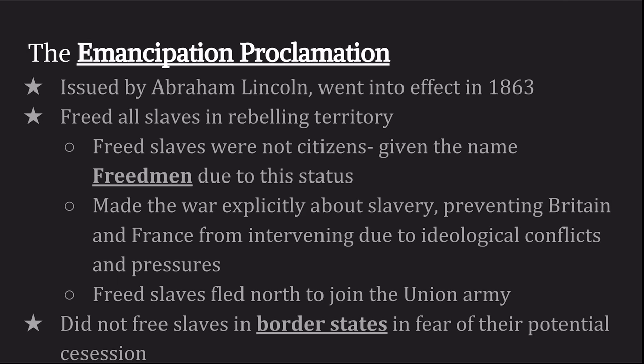The war was explicitly about slavery at this point, and this kept foreign powers out, because they were worried about how they would look if they were supporting a country whose foundation was on slavery. But it was only in rebelling territories because the Union did not want to risk at all that the border states would secede and join the Confederacy.